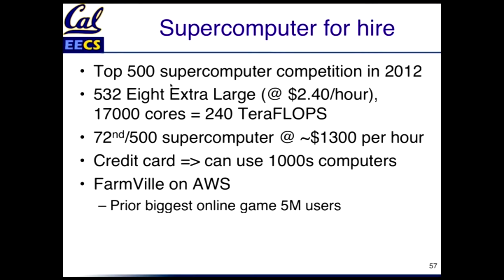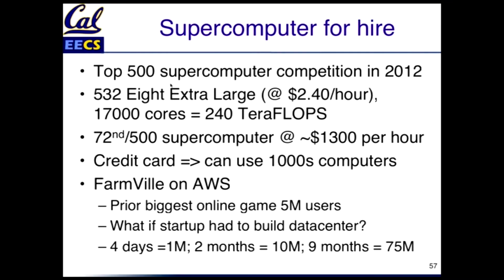So in four days, they went up to 1 million. From 0 to 1 million in 4 days. In 2 months, 10 million. In 9 months, 75 million. And if it hadn't been for Amazon Web Services, they couldn't have done that. They were able to take in as much income as they could get computers without having to build them themselves.